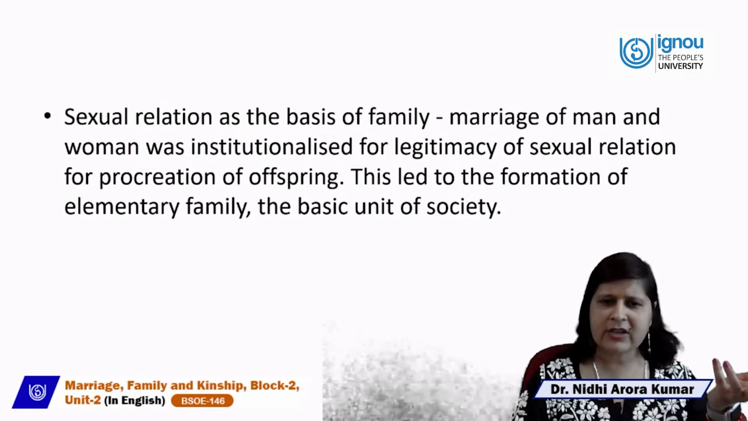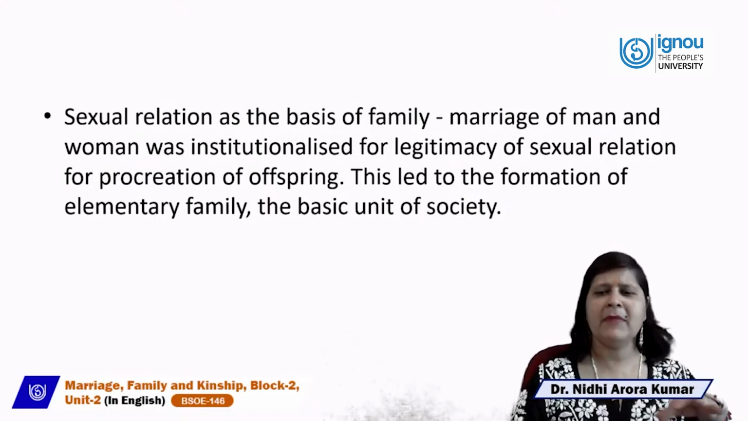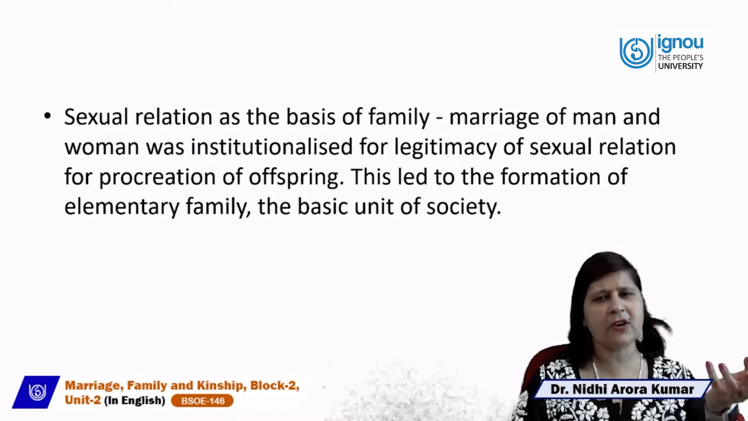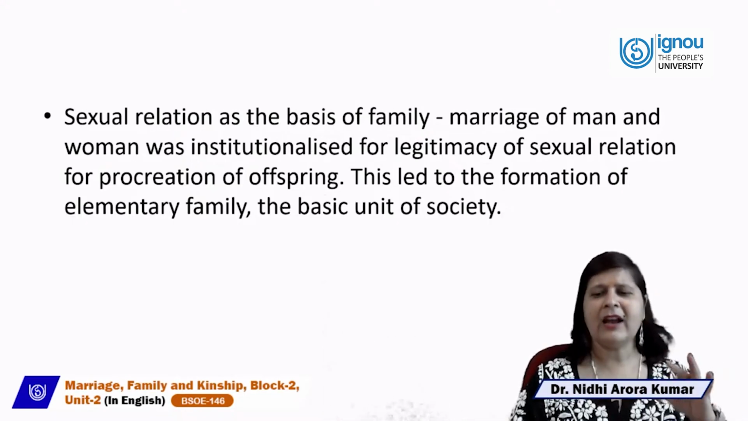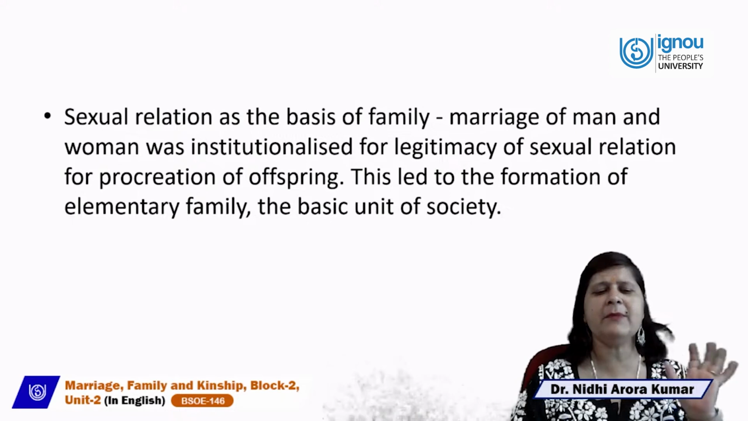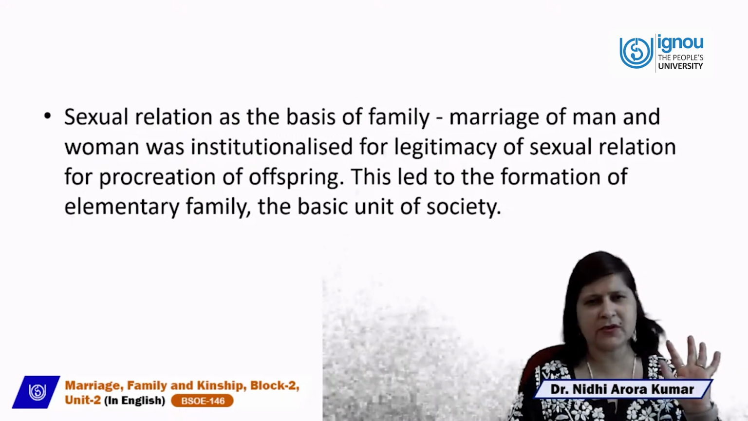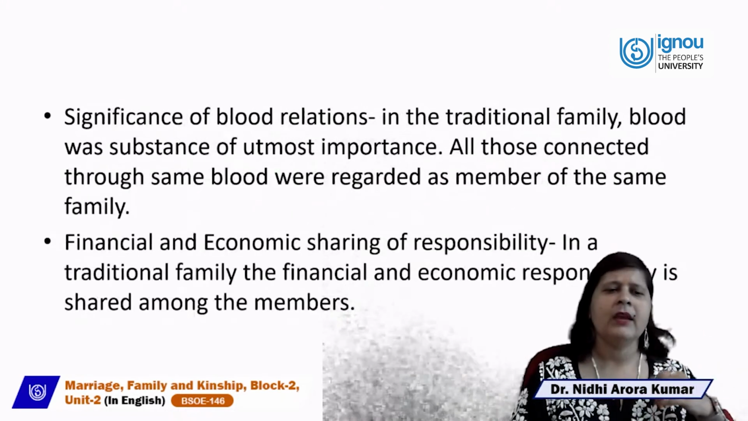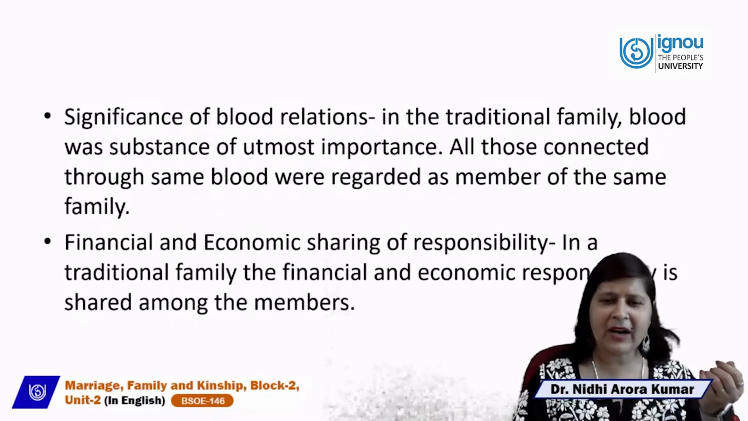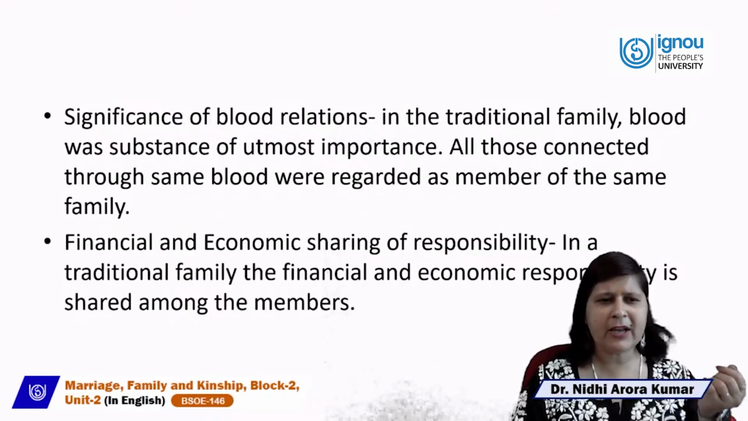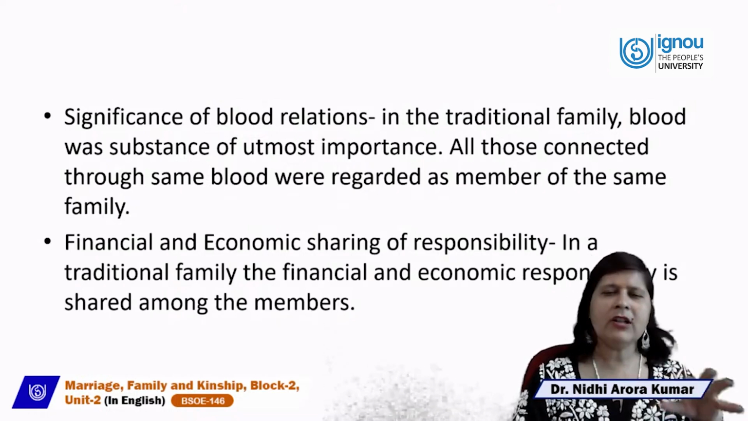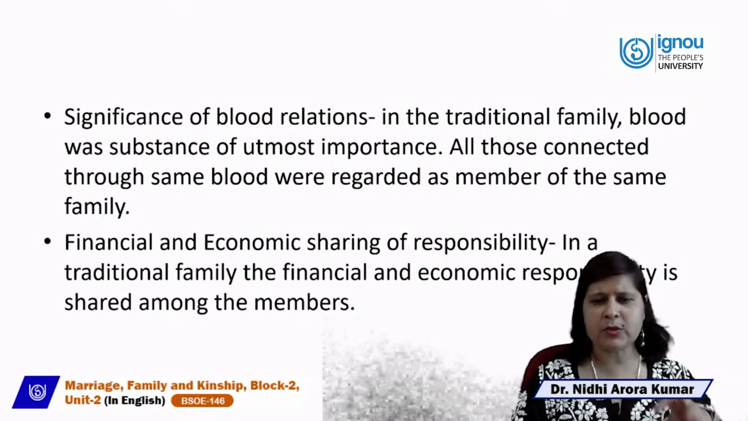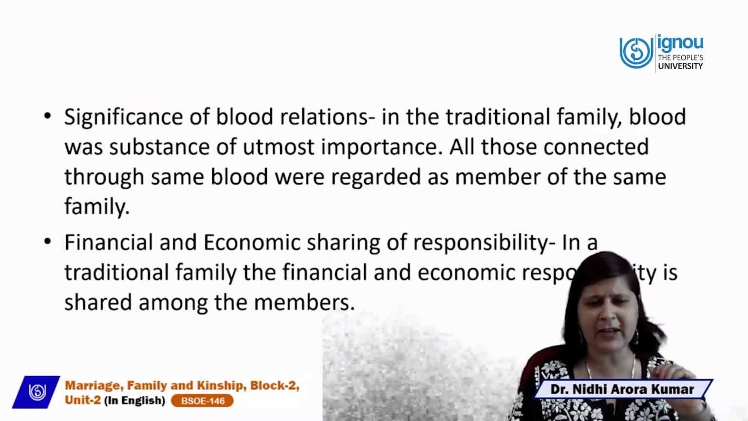Next is sexual relationship as a basis of a family. Marriage of a man and a woman was institutionalized for the legitimacy of sexual relations and for procreation of the offspring, and this leads to the formation of the elementary form of basic unit of society. Right? Then, significance of blood relation. In the traditional family, blood was a substance of utmost importance. All those connected through the same blood were regarded as members of the same family.